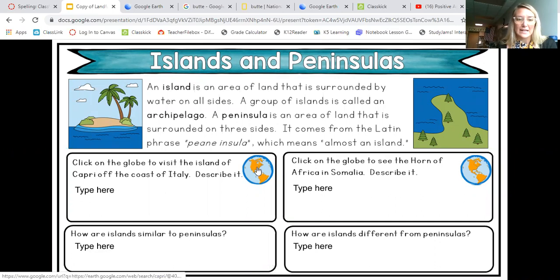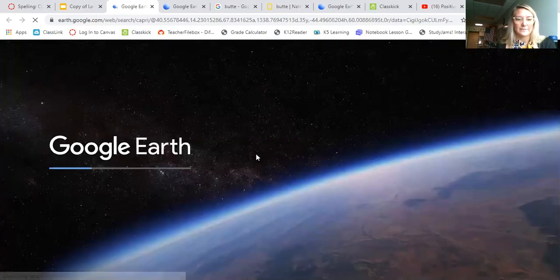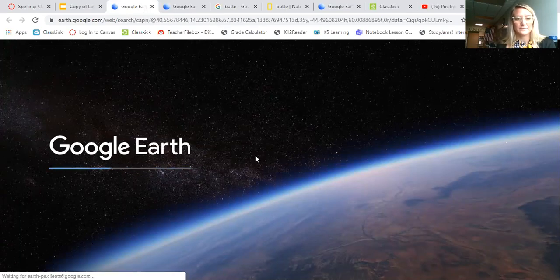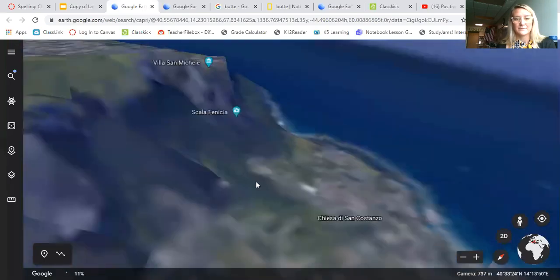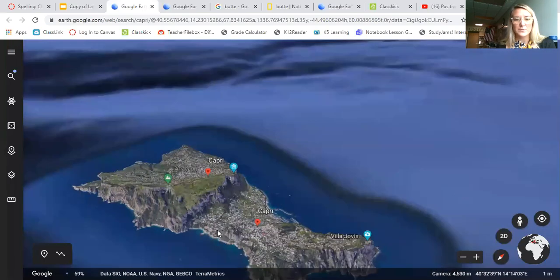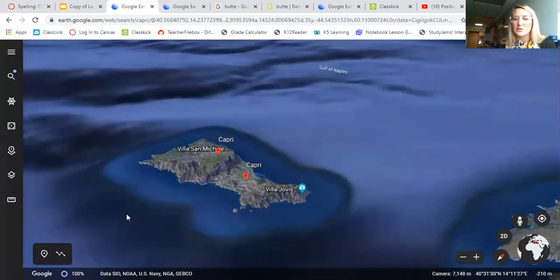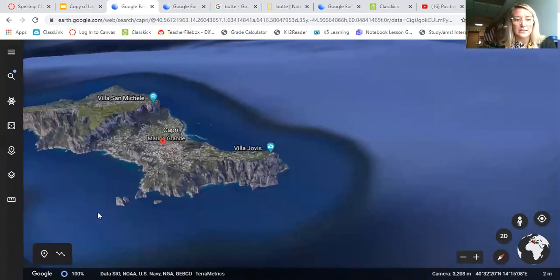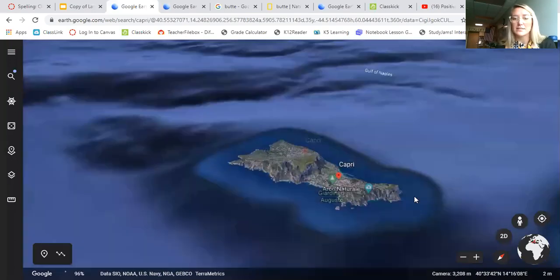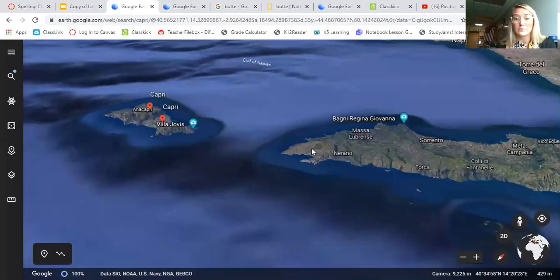So let's look at the island of Capri in Italy. All right, so as we can see, Capri has no connecting land. On all sides of this island, there is water. You can see that there are some rocky parts, but there are no parts connecting to the other landforms close next to it.